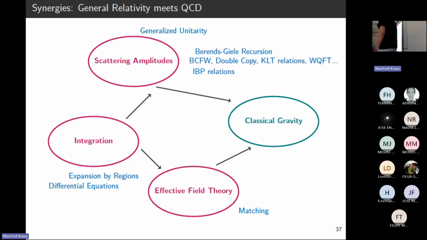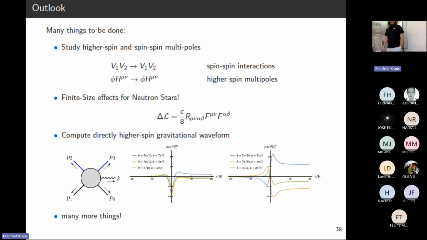We have to deal with Feynman integration, but we know a lot of technology for this due to the Large Hadron Collider program. So we can import everything that we know from particle physics to classical gravity. In the end, we also have effective field theory methods in order to extract certain things in a systematic way. So essentially, everything that you learn in particle physics will have a place here in terms of classical gravity. The outlook is that there's still a lot of things to be done.